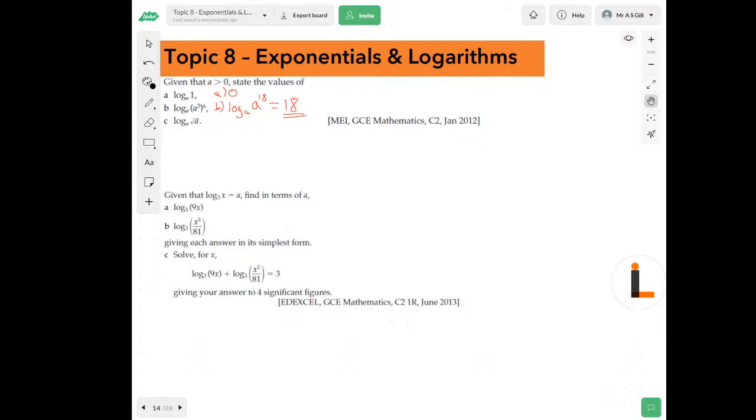The other way of thinking about it is that logarithms and powers are inverse functions, just like times and divide. So having log a will cancel this power, so all we're left with is our index as a number rather than a power. And again, lastly, part C, this is log a of a to the power of a half. So our final answer is just 1/2.